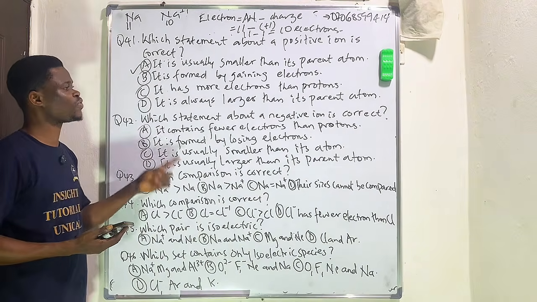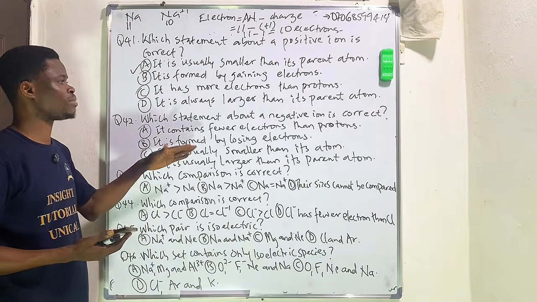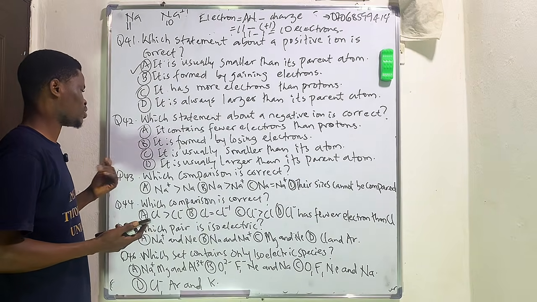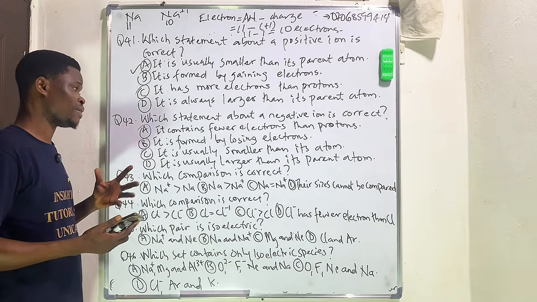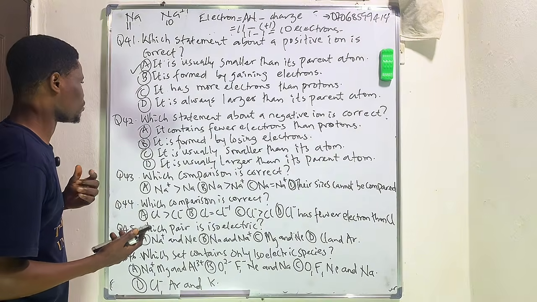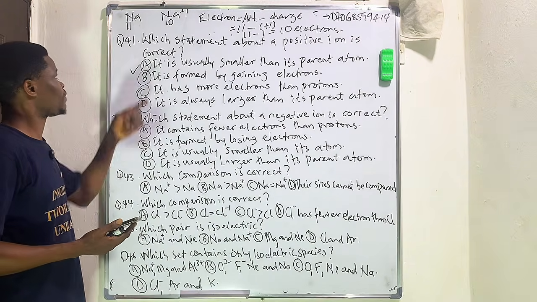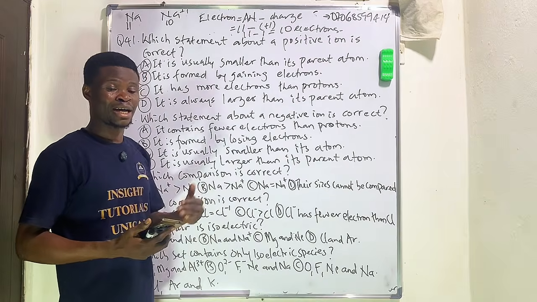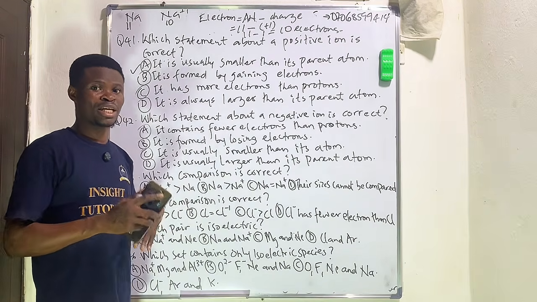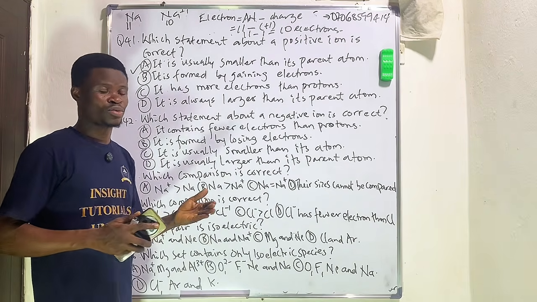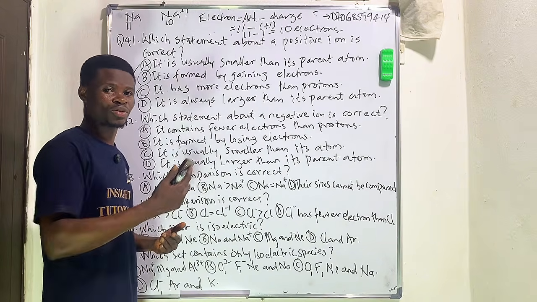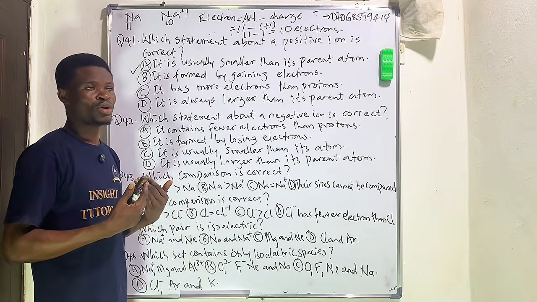A says it contains fewer electrons than protons. B says it is formed by losing electrons. C says it is usually smaller than its atom. D says it is usually larger than its parent atom. Now, if electropositive ions are reduced, or they give out their electrons, what happens to electronegative ones? They are actually going to gain electrons.